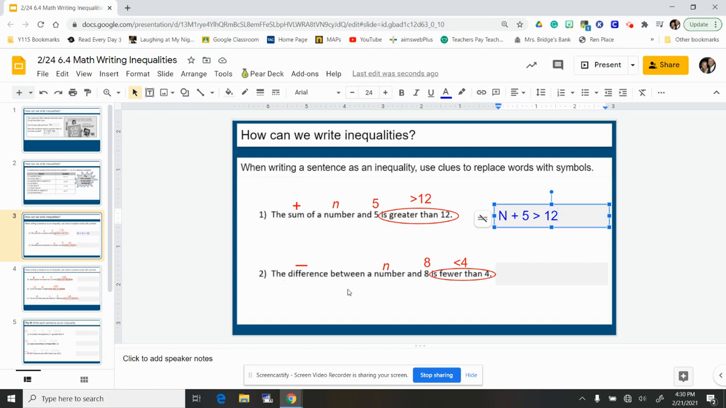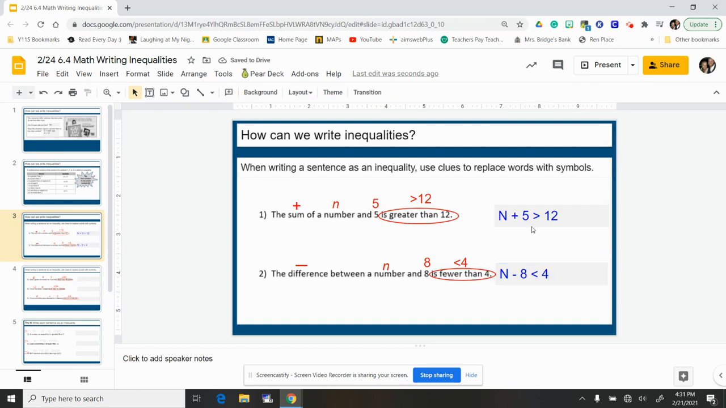The difference between a number and 8. Hopefully we remember that difference is referring to subtraction. A number, we don't know, so it's our variable. 8 is important. Is fewer. So this side of it is fewer, so we're going to have that smaller side pointing that way, than 4. So this inequality would look like this: n minus 8 is fewer or less than 4. And that's simply how we would do it.